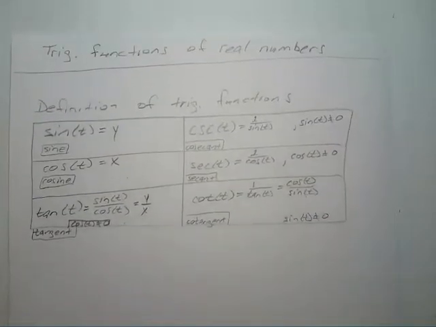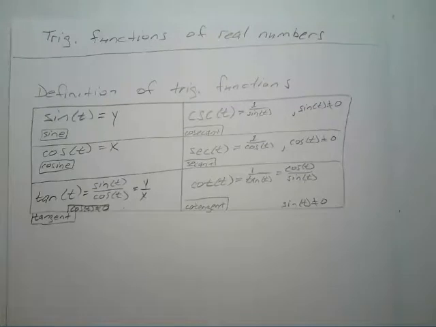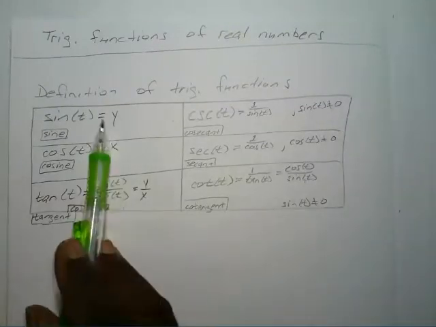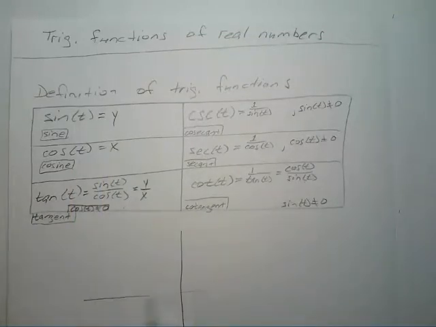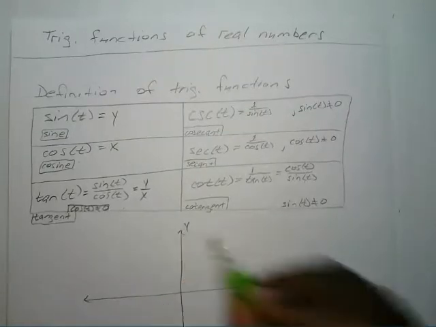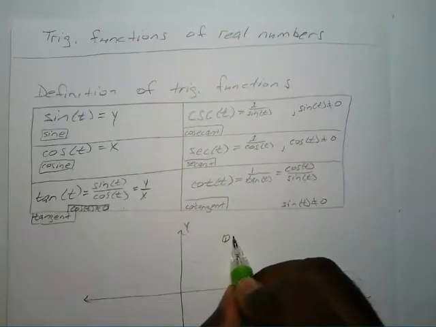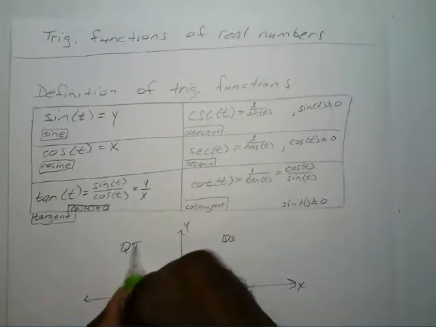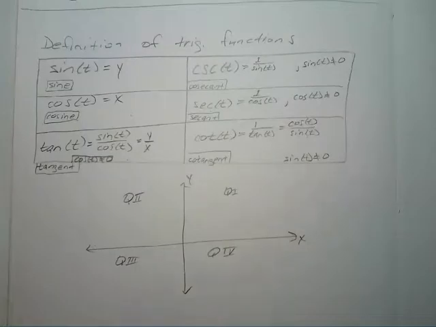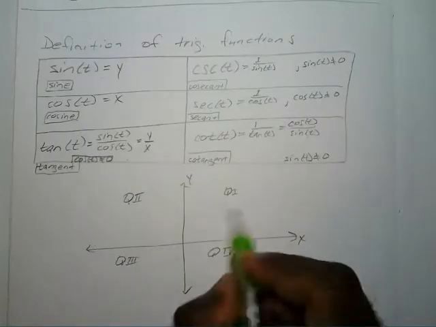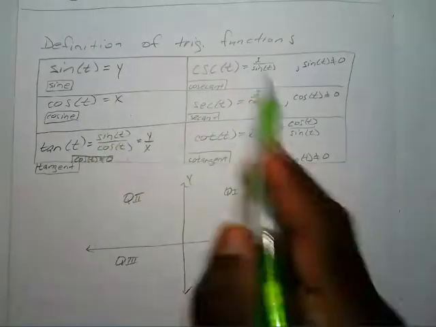Now, according to quadrants, some are positive in certain quadrants and some are negative in certain quadrants. Remember that sine is equal to y. So if we have our x and y axis, then remember this is quadrant 1, quadrant 2, quadrant 3, and quadrant 4. We see in quadrant 1, all of those are positive.